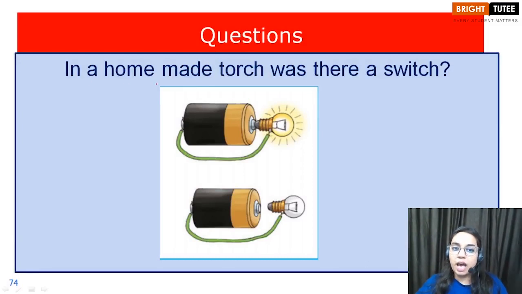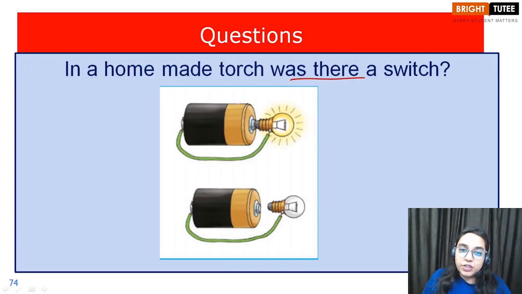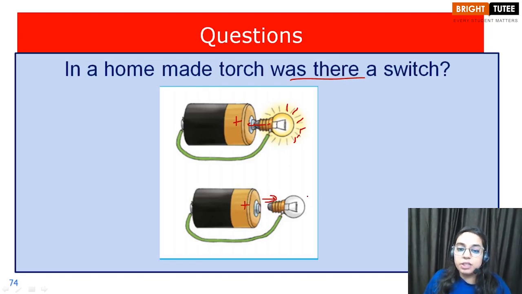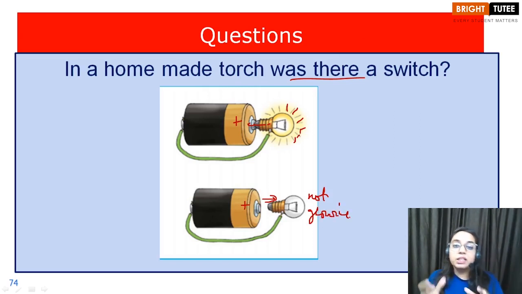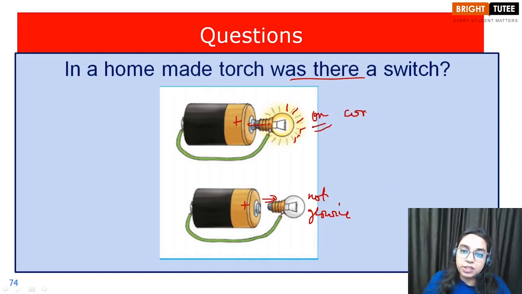So children, we have a homemade torch. Was there a switch? In this torch, can you see a switch somewhere? Although when we are touching this bulb to the positive terminal of the cell, the bulb is glowing, whereas when we take it away from the positive terminal, the bulb is not glowing. Right children? So when we are bringing the bulb closer to the positive terminal, it is acting like the switch is on because we are completing the circuit.